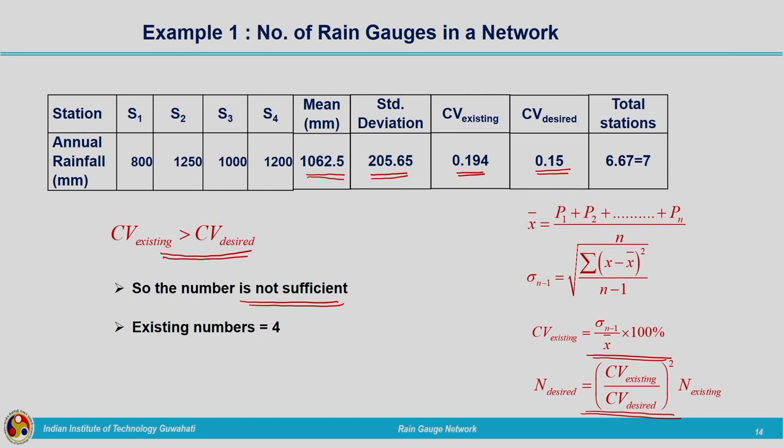Existing, 4 rain gauges are there, and the extra required is N desired minus existing, which comes out to be 3. So in this particular catchment, we need to provide 3 more rain gauges so that we will get accurate measurement and an accurate spread of the rainfall data within that catchment. This is very important. In some cases we do not have a sufficient number of rain gauges. In that case, we will be assuming that the same rainfall is acting over the entire area. But it may not always be correct.